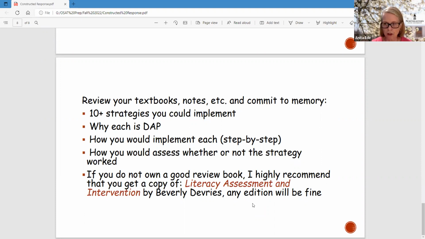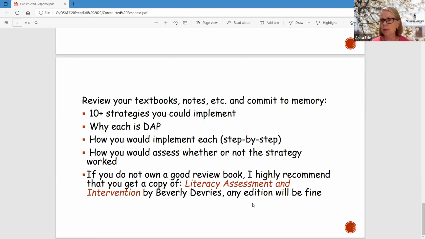Make sure you've got your strategies memorized. Make sure you know why each one is developmentally appropriate practice. How would you implement each one of them first, next, then, finally? How would you assess whether or not the strategy worked?